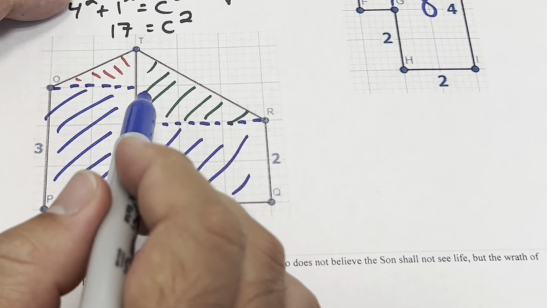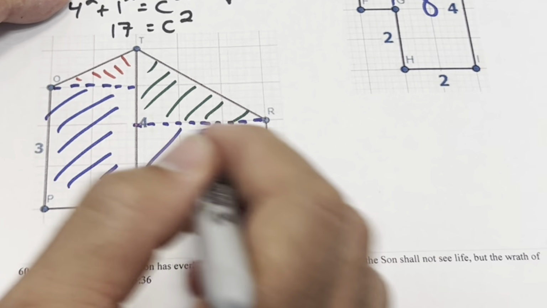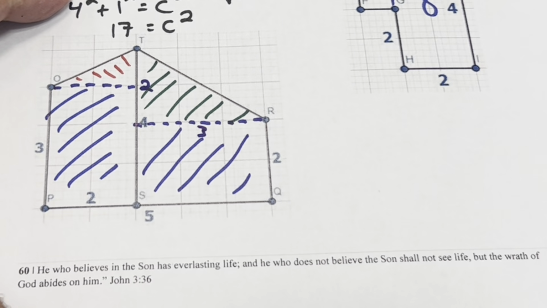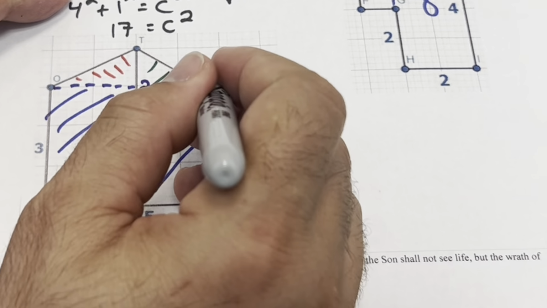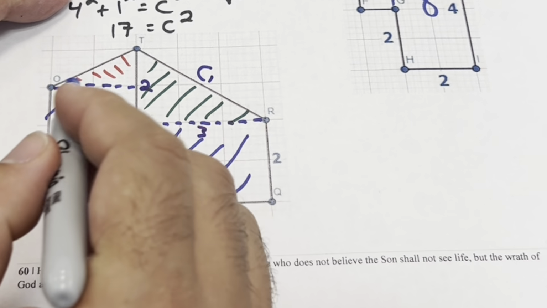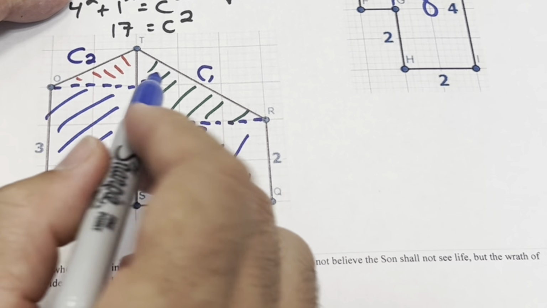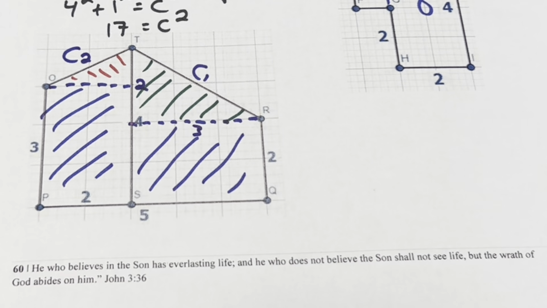And for the perimeter, you need to use the Pythagorean theorem. This is 3, this is 2. You need to find the C here. Let's call it C1, and then you have 2 and 1, and you need to find C2. Find those two sides and just add them together, and that's the answer for this.